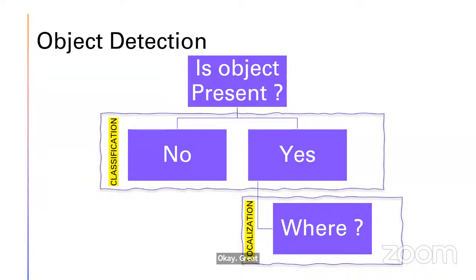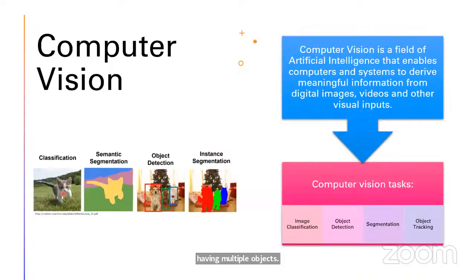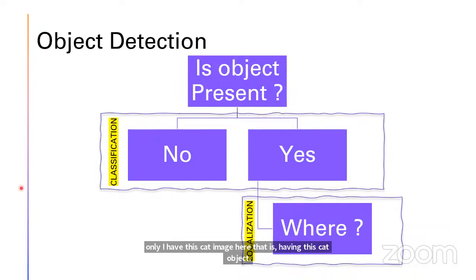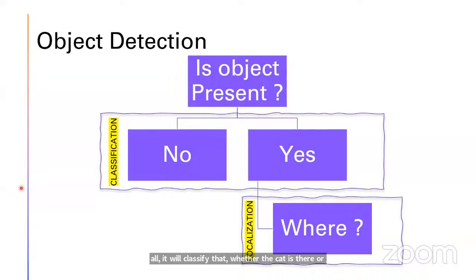Now let's get a little bit deeper into object detection, how exactly object detection works. So classification, I hope, is clear to all. Object detection is nothing but one step ahead of classification. So first of all, let's assume that I have an image that has one object, or multiple objects. Let's take the cat image. I have this cat image here that has a cat in it, right? So what will object detection do? First of all, it will classify whether a cat is there or not. If it is able to classify that, okay, a cat is present there, our first task is over.